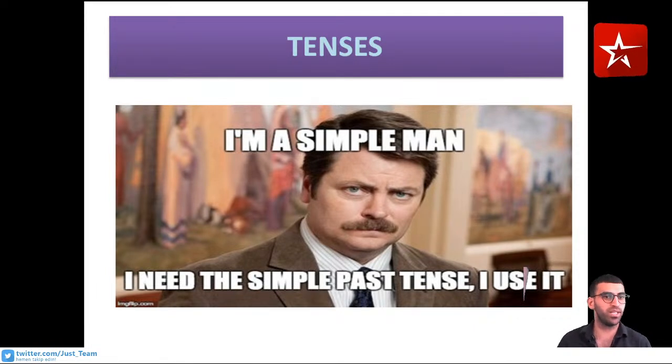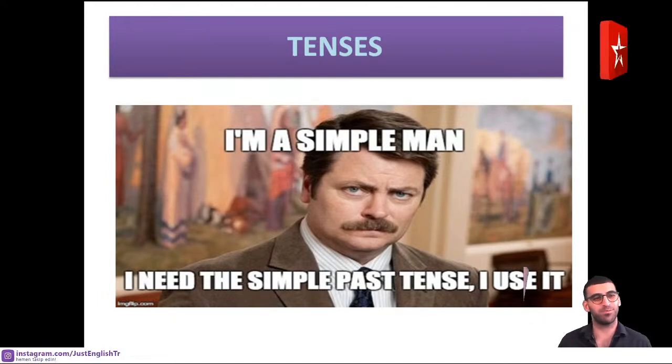Altogether, we have how many tenses? We have 12 tenses. I'm a simple man. I need the simple past tense. I use it. So why am I showing this? Because most of my students have difficulty using the tenses in the right place, in the right position.